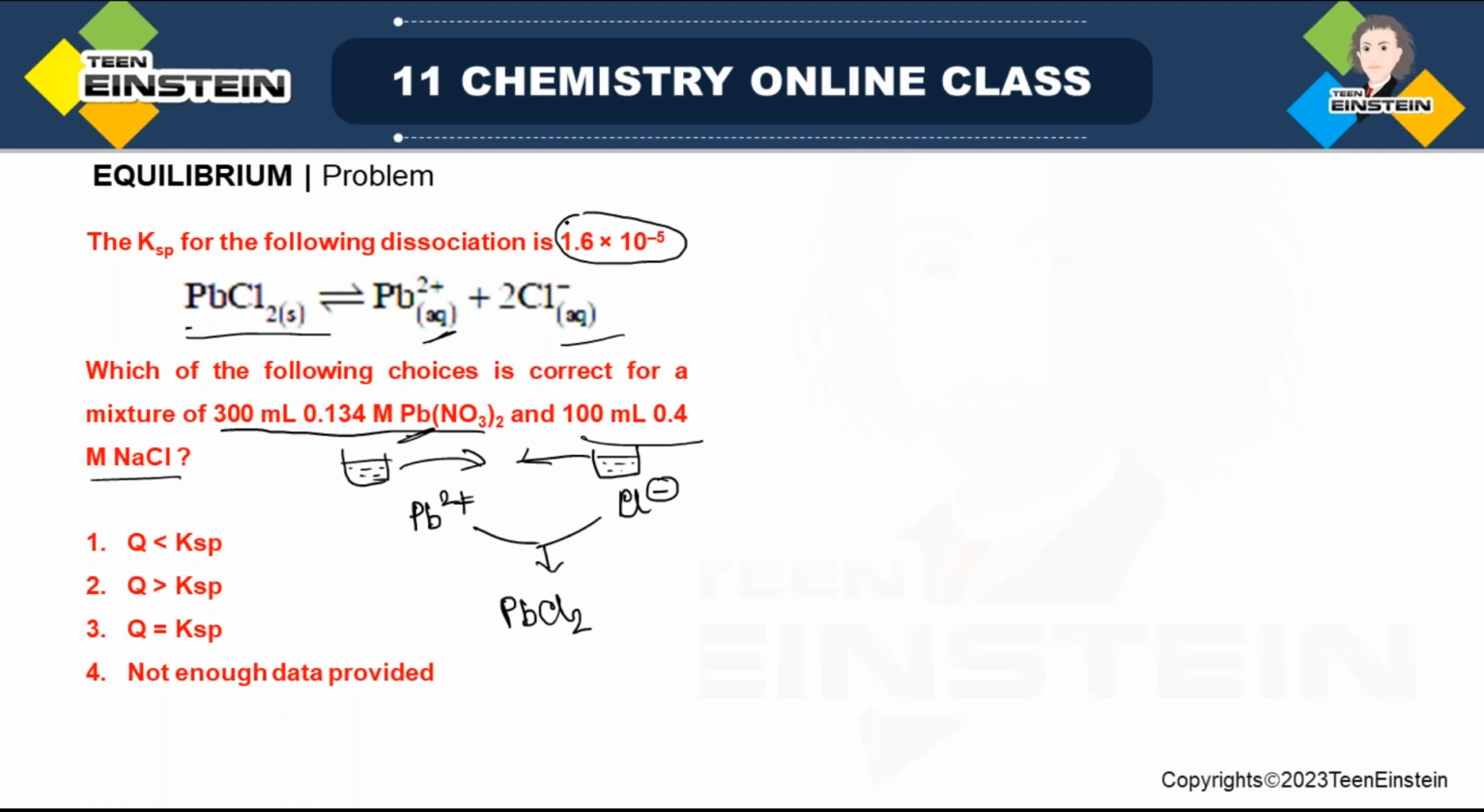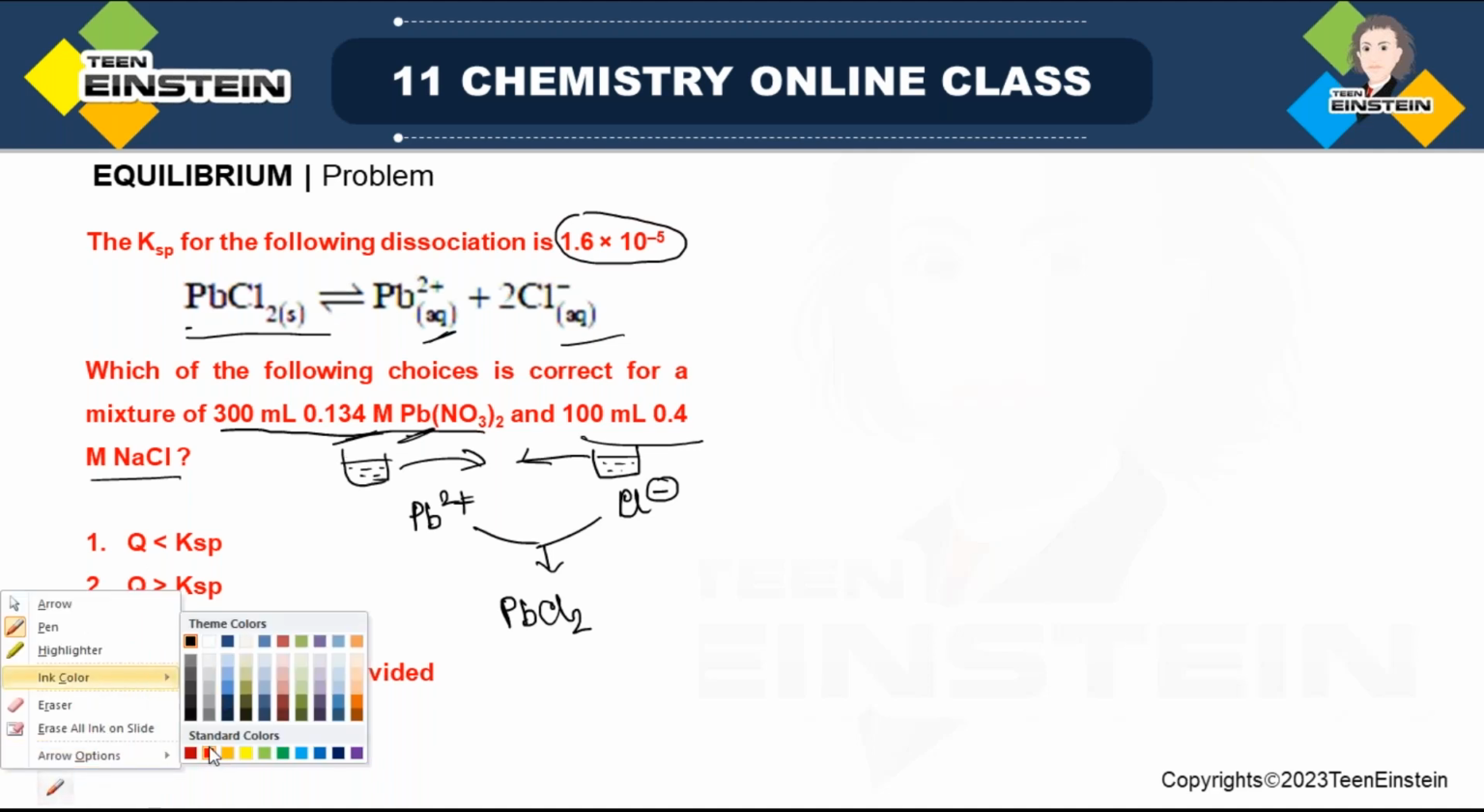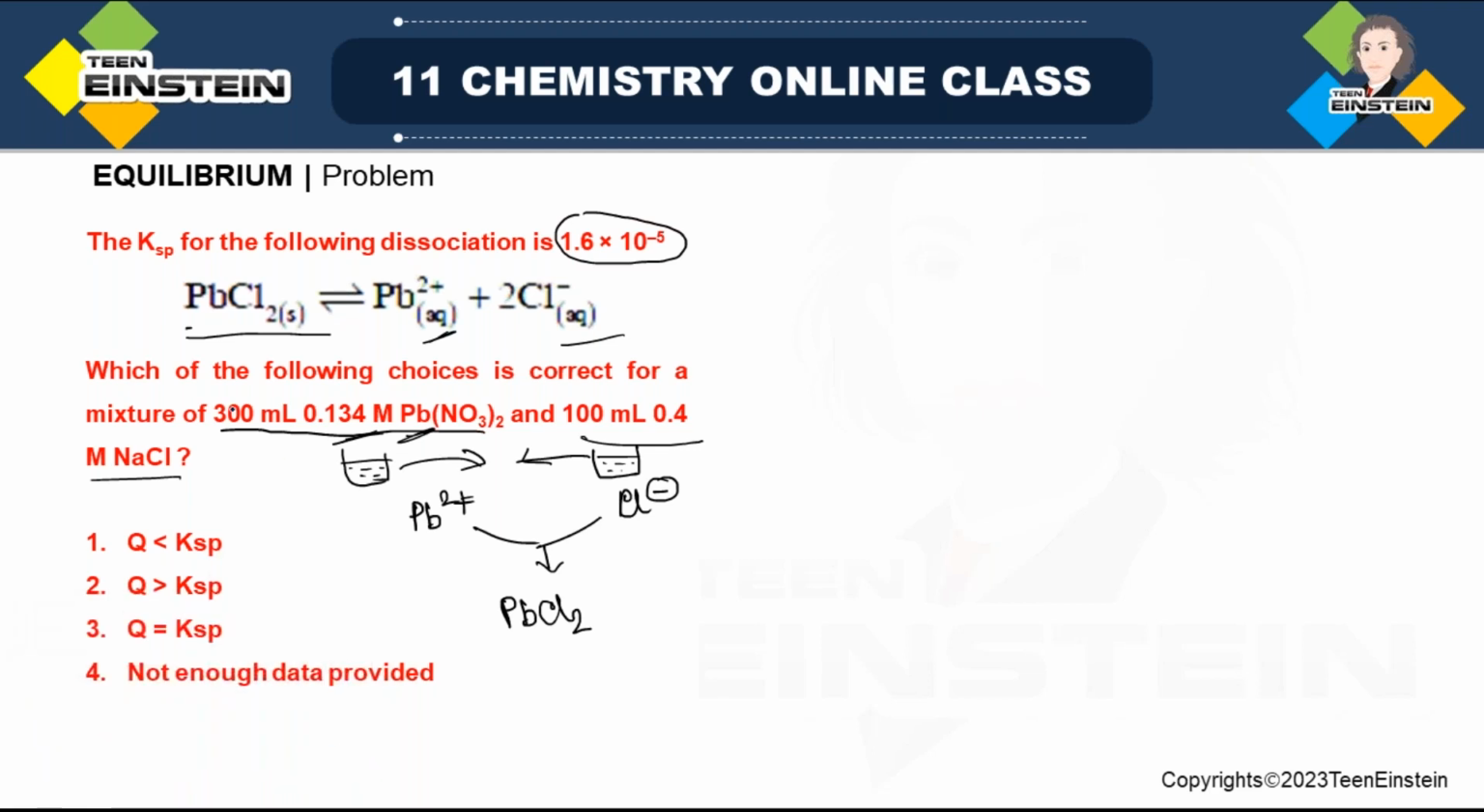Now we have to calculate the concentration of the cation Pb2+ and the concentration of the ion Cl minus. Now, this is the molarity. We know that when we have volume in ml and concentration in molarity, if you directly multiply them, you get the number of millimoles. So if we do so, what will we get? This is the volume for lead nitrate, this is the volume for NaCl, so the total final volume is 400.